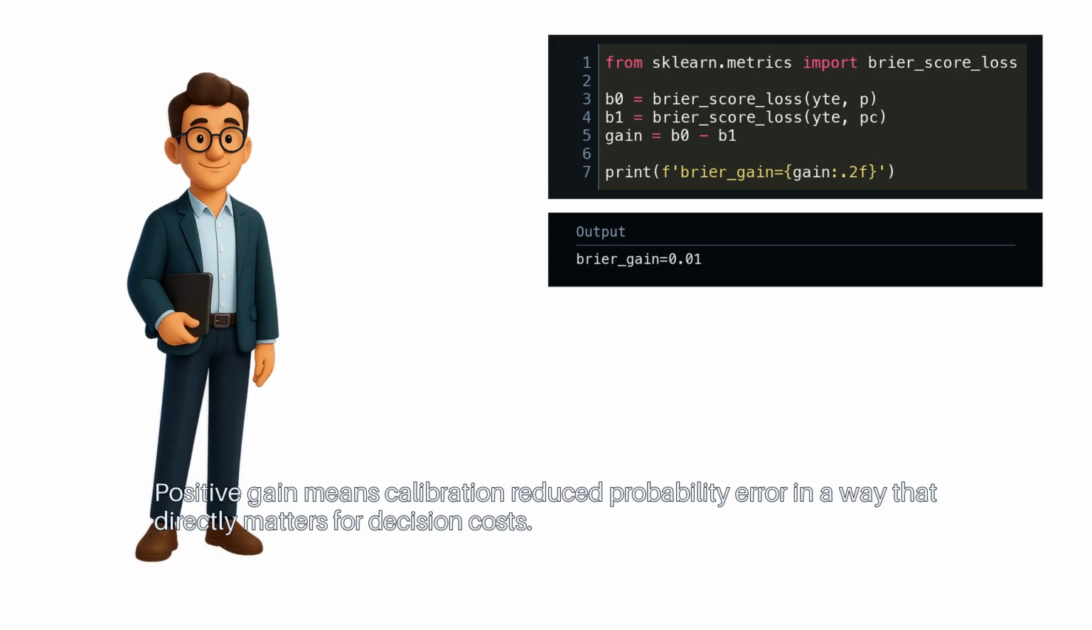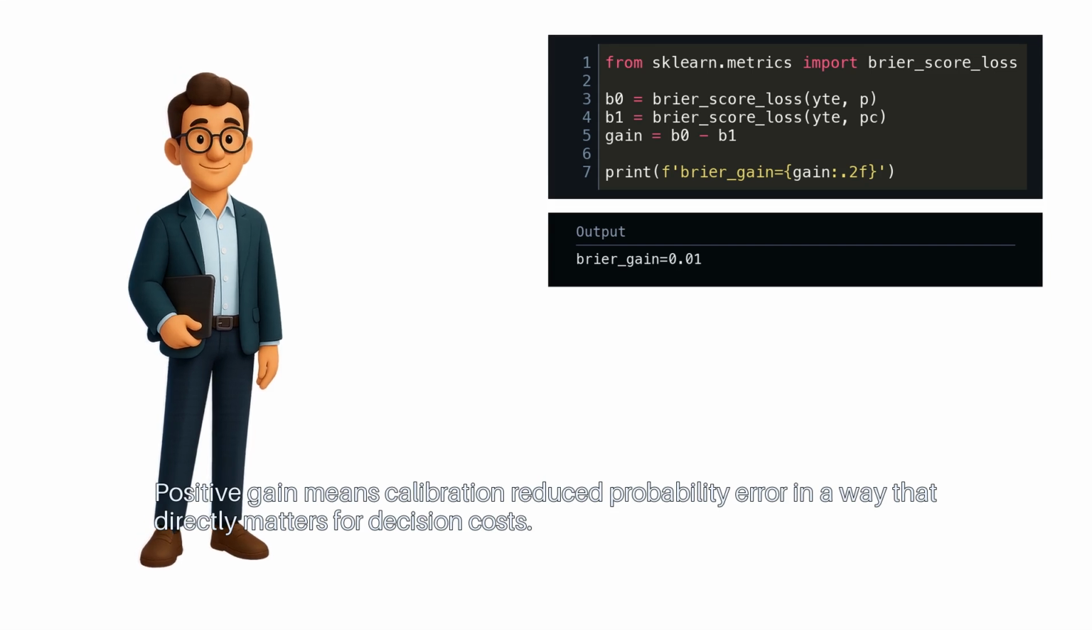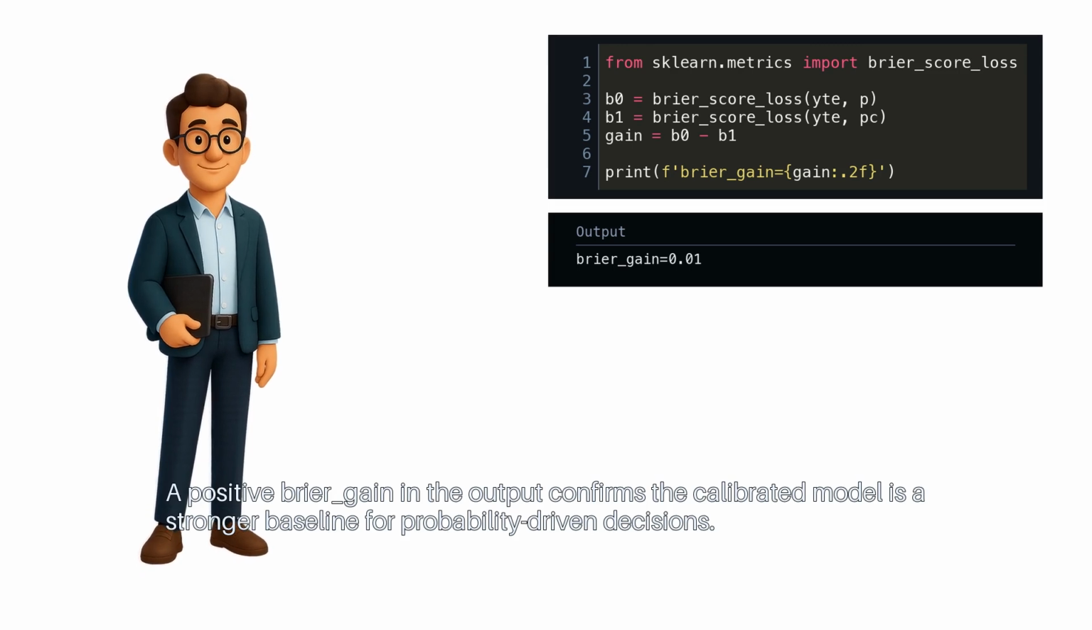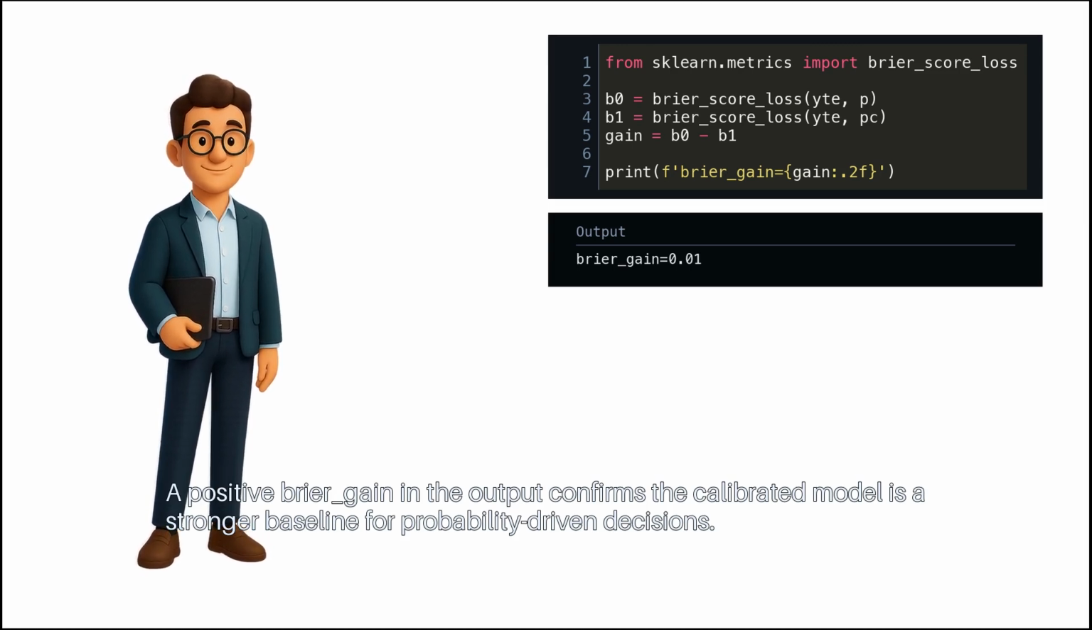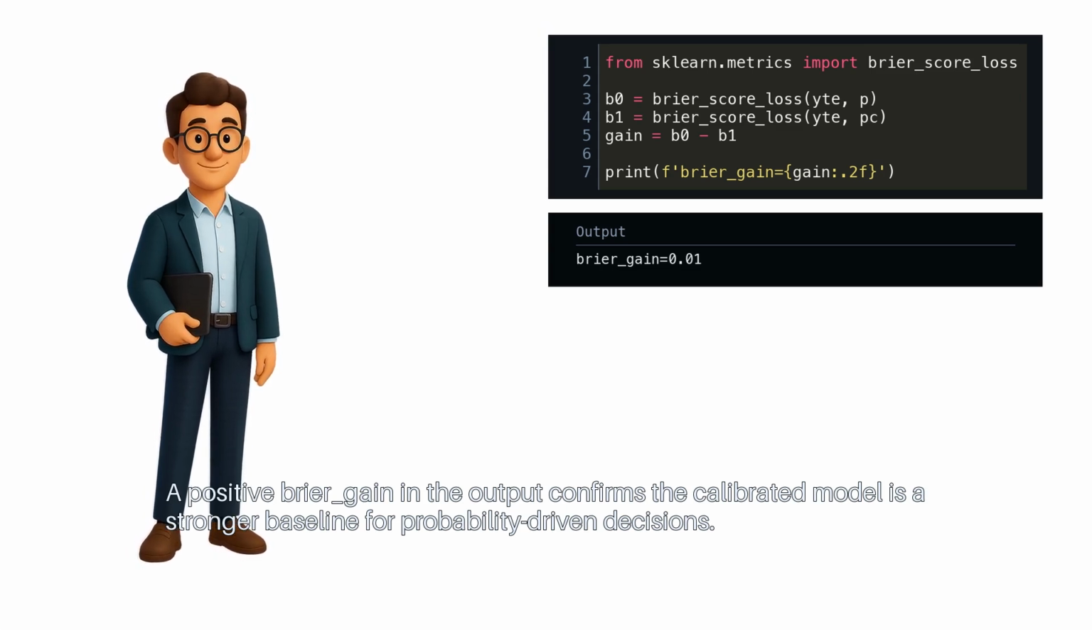Positive gain means calibration reduced probability error in a way that directly matters for decision costs. A positive Brier gain in the output confirms the calibrated model is a stronger baseline for probability-driven decisions.